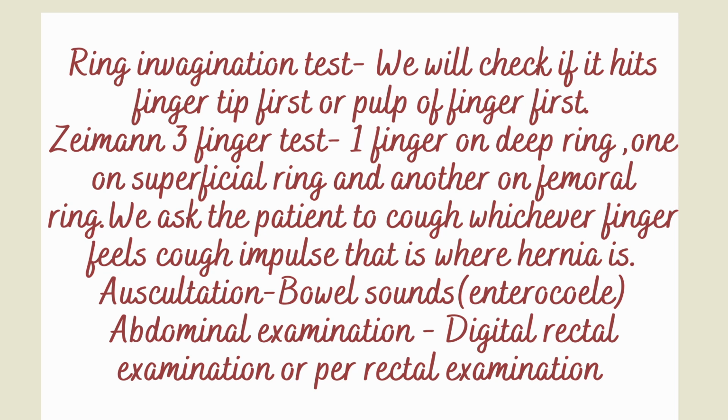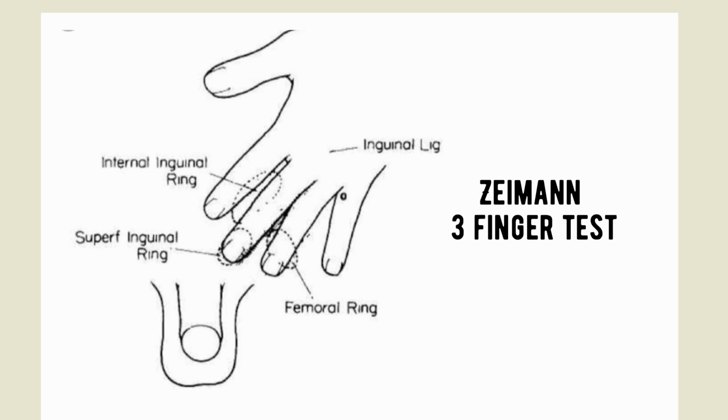Now you can see the Zeeman 3-finger test. You can see 3 fingers. One is placed on the deep inguinal ring, another on the superficial inguinal ring and another on the femoral ring. And you will check which finger feels the impulse when the patient coughs. So it will tell you which hernia it is.